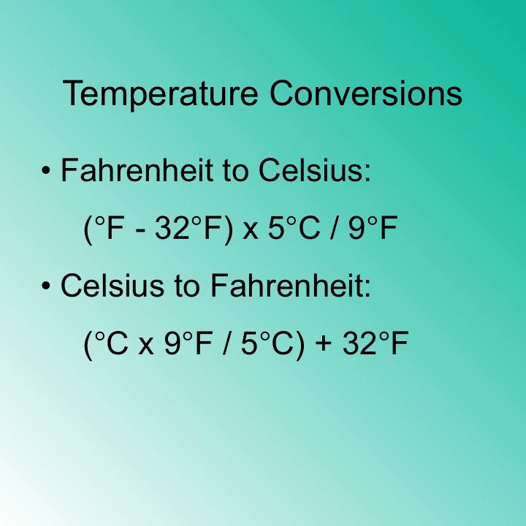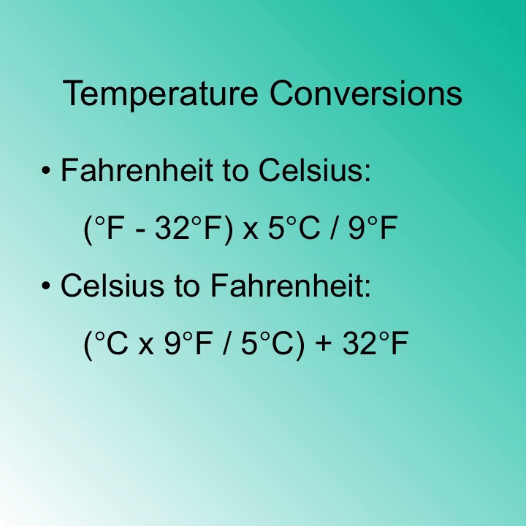So let's do a couple of examples using the formulas that I have here. If I give you, let's say, a typical oven temperature of 350 degrees Fahrenheit, my first step is to subtract 32 degrees Fahrenheit. Notice you can subtract like units. I get a value of 318 degrees Fahrenheit. I will then multiply that value by 5 degrees Celsius and divide by 9 degrees Fahrenheit.